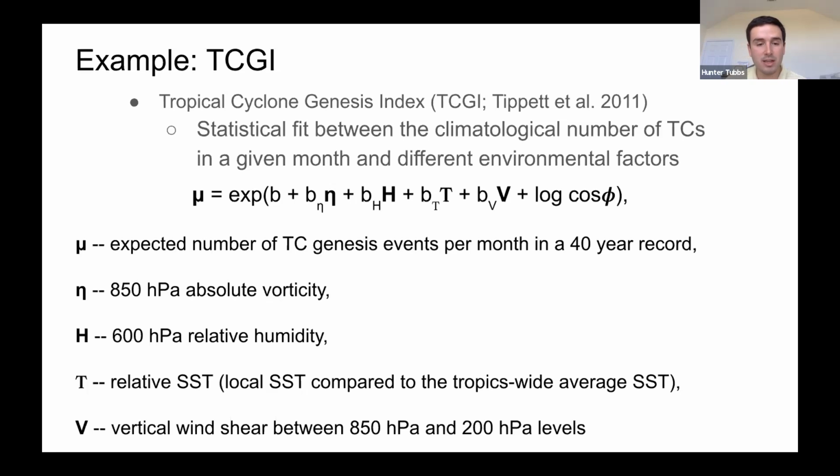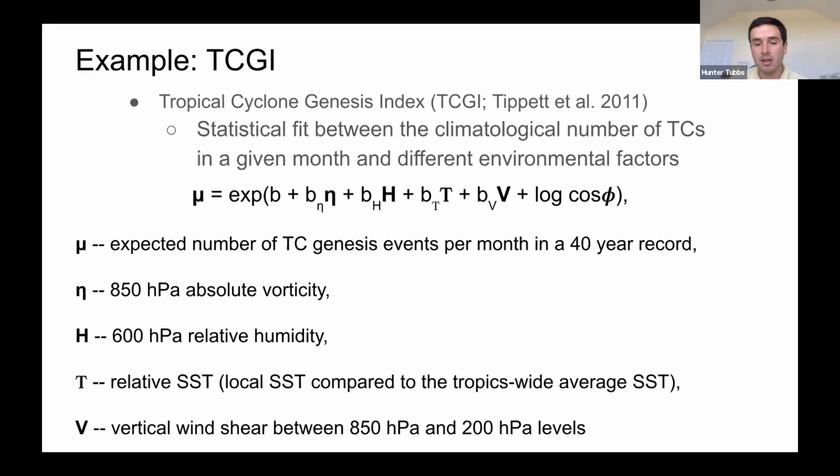The next term is the 850 hectopascal absolute vorticity. Vorticity is just a fancy word for spin, essentially, in the atmosphere. And absolute vorticity is simply the sum of the relative vorticity and the planetary vorticity. We then have the 600 hectopascal relative humidity. Relative humidity is the amount of water vapor in the air at a given temperature. We need moisture or relative humidity in order for a cloud to form and for precipitation to form, which is important for tropical cyclones.